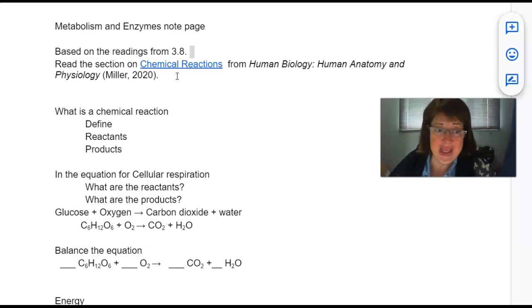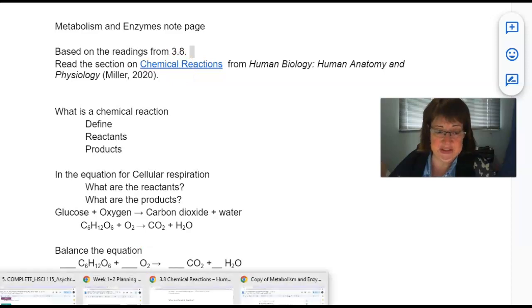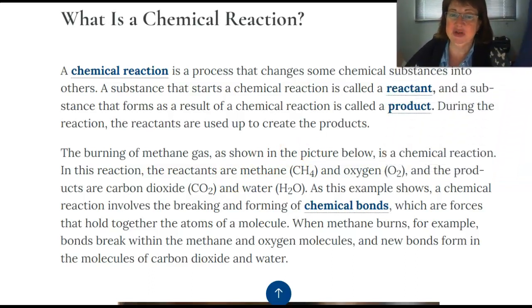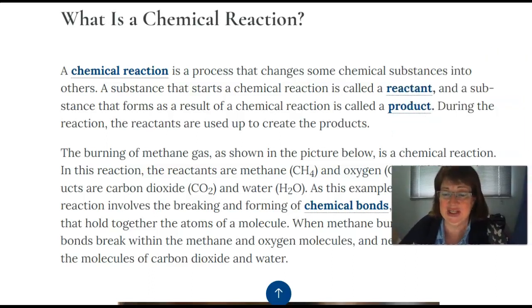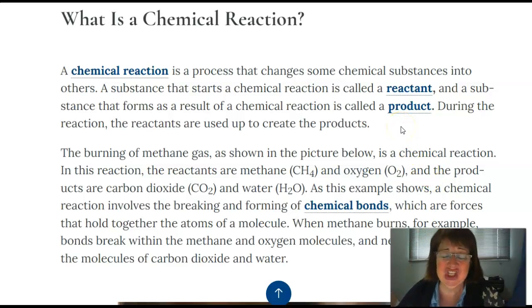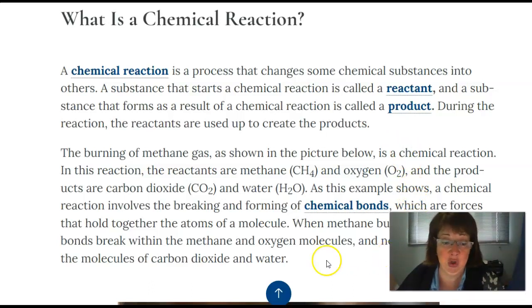So when we look at chemical reactions, they are a process which changes a chemical substance into new chemical substances. Now, when we're talking about reactions, there's some vocabulary here. Let's look at the terms reactants and products. Reactants are the starting substances, and products are what you get in the end. What you're really doing is changing chemical bonds. So let's go back to our document.